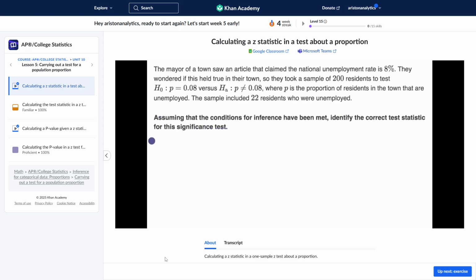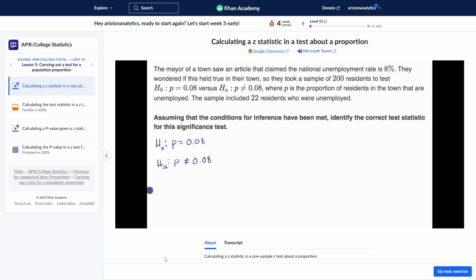So I like to rewrite everything just to make sure I've understood what's going on. We have a null hypothesis that the true proportion of unemployed people in our town, that's what this P represents, is the same as the national unemployment. And remember, a null hypothesis tends to be the no news here, nothing to report, so to speak. And we have our alternative hypothesis that no, the true unemployment in this town is different than 8%.